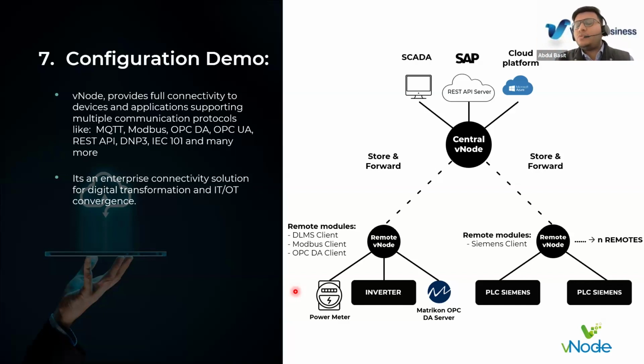And to deliver the data to, for example, SCADA, an ERP system or cloud platform, you need to configure 3 modules, which are called OPC UA client. And then you have to push the data to SCADA, REST API client or server to push the data to SAP. And then you have MQTT client to push the data to cloud platform. Okay, so this is basically a very easy architecture, to know how we can have vNode installed in all of your projects.